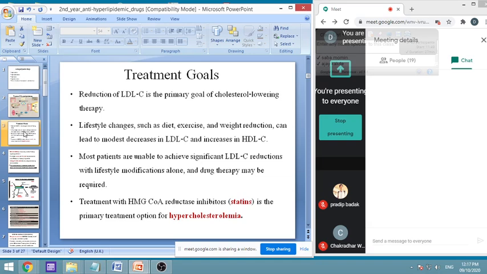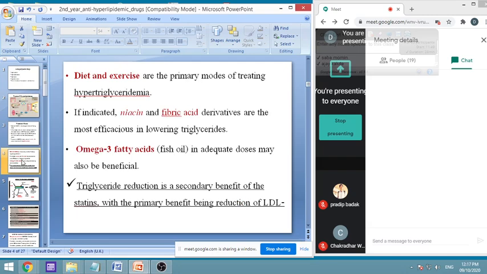It can cause a modest reduction in the LDL-C, and it can cause an increase in the HDL. Many patients are unable to achieve significant LDL-C reduction with lifestyle modification alone, and drug therapy should be given to them. The first line treatment for that is the HMG-CoA reductase inhibitors, also called statins, and these are the primary treatment for hypercholesterolemia. Now let us see the drugs one after another later.